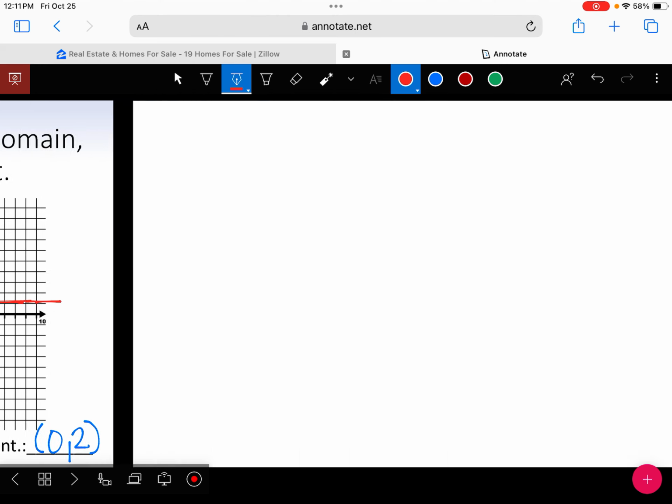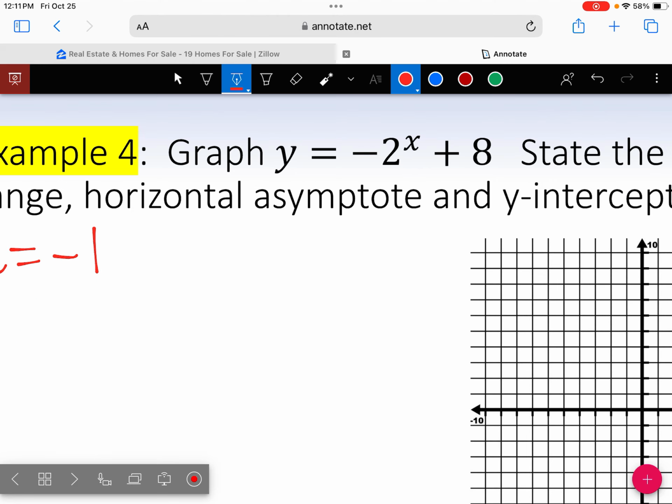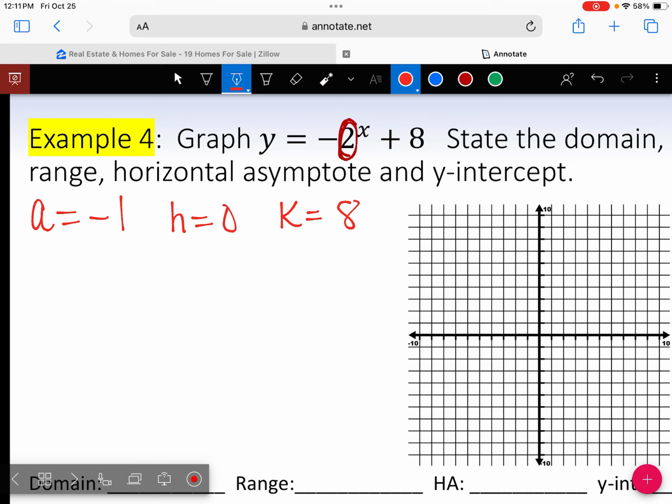Okay, last one. So notice that it just had a negative sign. The 1 is invisible, but that negative is your a value. The base is always a positive number. We cannot have a base that's negative. So my base is 2. A is negative 1. What is h? Sorry. What's in the exponent? 0. And what's k? 8.